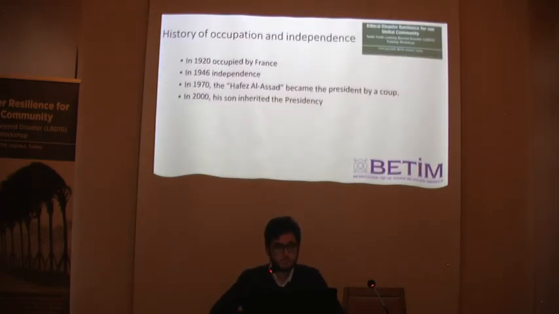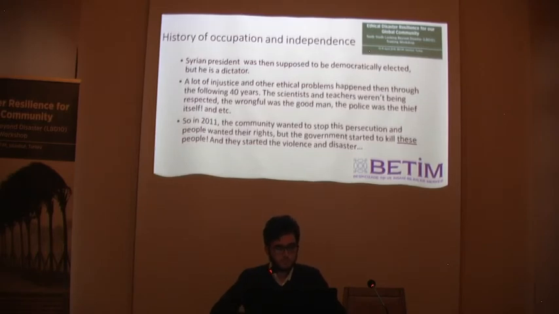History of occupation and independence. In 1920, Syria was occupied by France. In 1946, it became independent. In 1970, Hafez al-Assad became president by a coup. And in 2000, until now, his son inherited the presidency. So the Syrian president was supposed to be democratically elected, but he is a dictator.